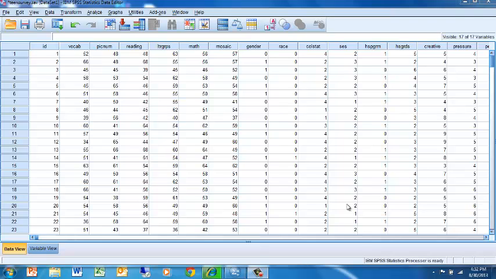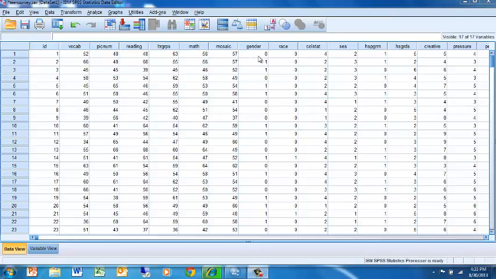Hi. The purpose of this video is to demonstrate independent samples t-tests. In this case, we're going to use the teen survey data set, and we're going to run an independent samples t-test to determine whether scaled vocabulary scores differ by gender. So the null hypothesis in this case would be that the scaled vocabulary scores in populations of males and females are equivalent.